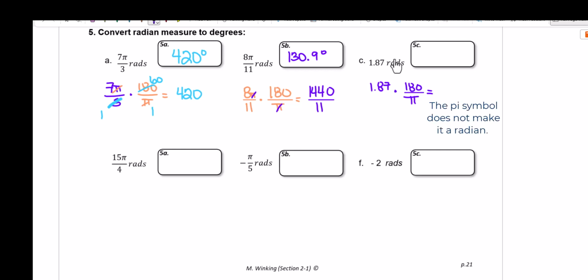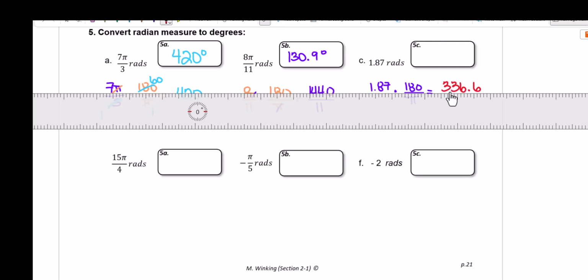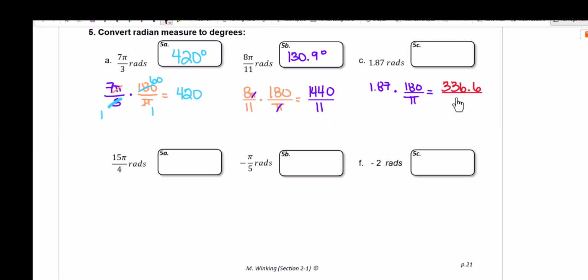So here, I'm going to use my calculator, and that's what I'm going to do. I'm going to say 1.87, and I'm going to multiply that by 180. That's going to give me 336.6. And then what I'll do is I'll keep that over pi. So I'm taking this number and I'm dividing it by pi. And that's going to give me 107.1.